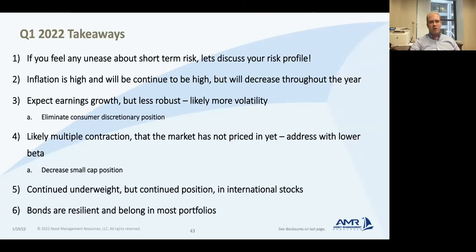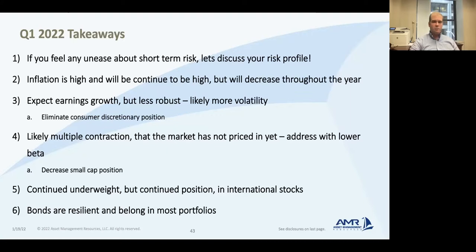There's likely going to be multiple contraction. I don't think that's a guarantee, but likely going to have multiple contraction in 2022 versus 2021. We're addressing this in beta. We're decreasing our overall beta, which is a measure of relative volatility in the market. So we're going to try to take less volatility as the goal.